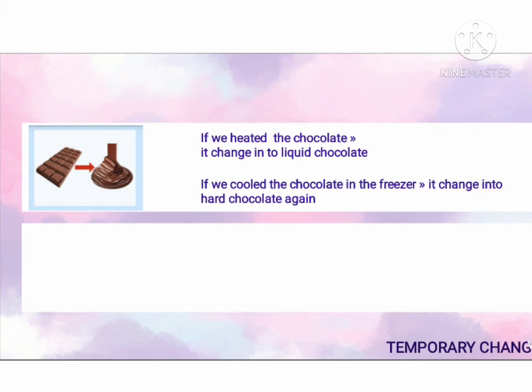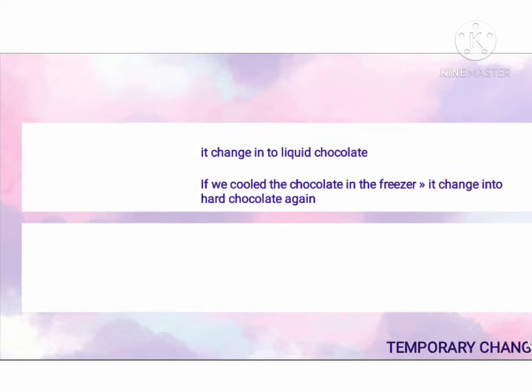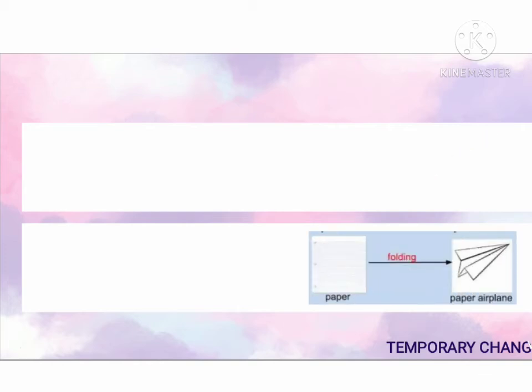What else is an example of temporary change? Do you know the chocolate bar? So when we heat the chocolate bar, it will change into liquid chocolate. But once we cool the liquid chocolate, it can change into hard chocolate again. So that's why it is a temporary change example.